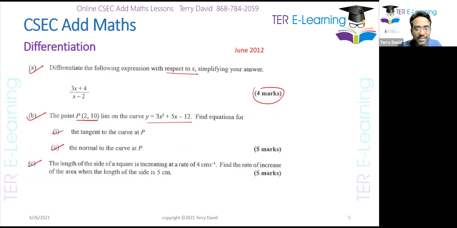And the last part now, they said the length of the side of a square is increasing at a rate of 4 centimeters per second. Find the rate of increase of the area when the length of the side is 5 centimeters. So this is connected rate of change. That's what we're doing here.